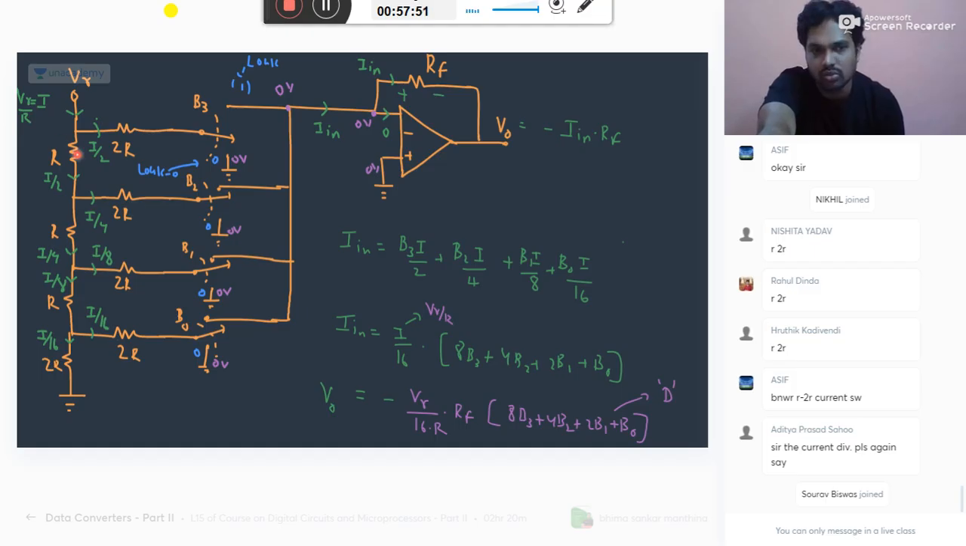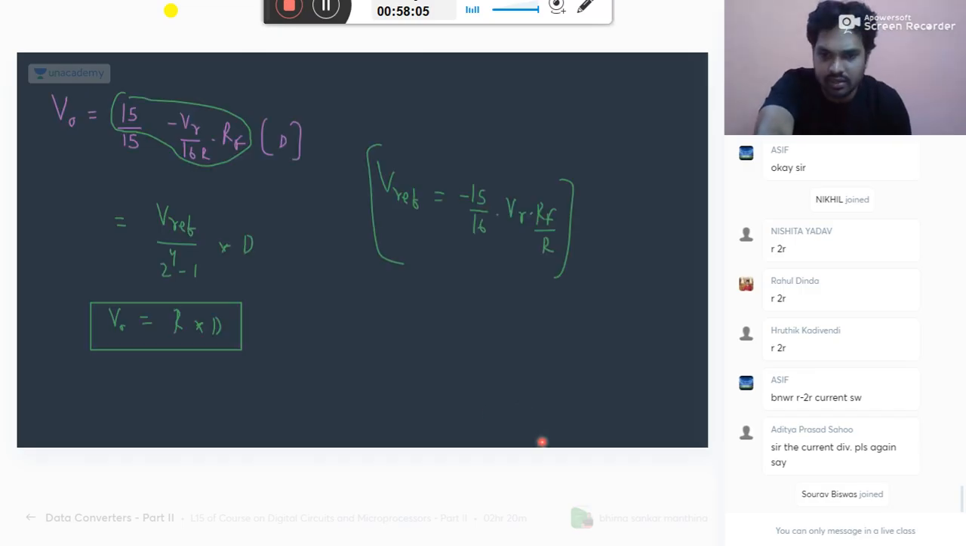In series with R is 2R. So this whole part is 2R, and the remaining part is 2R, so current divides equally by 2. So starting by 2, by 4, by 8, by 16, by 16, and so on. Okay, so let's go to the next question.